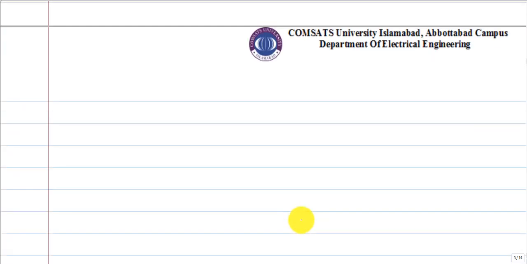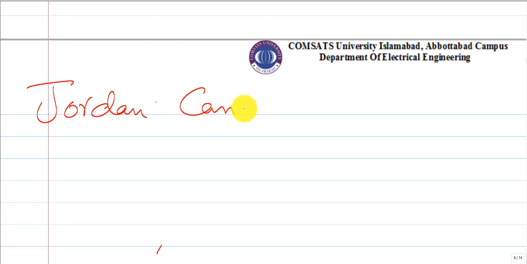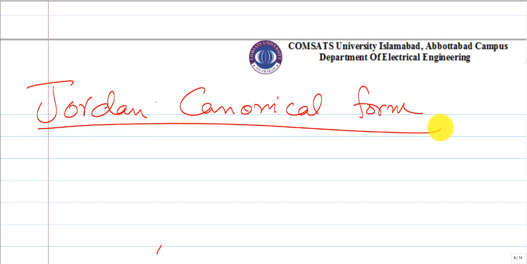Okay, now let's see another canonical form which is known as the Jordan canonical form. So Jordan canonical form basically is obtained with a similar method as we have obtained the diagonal canonical form.